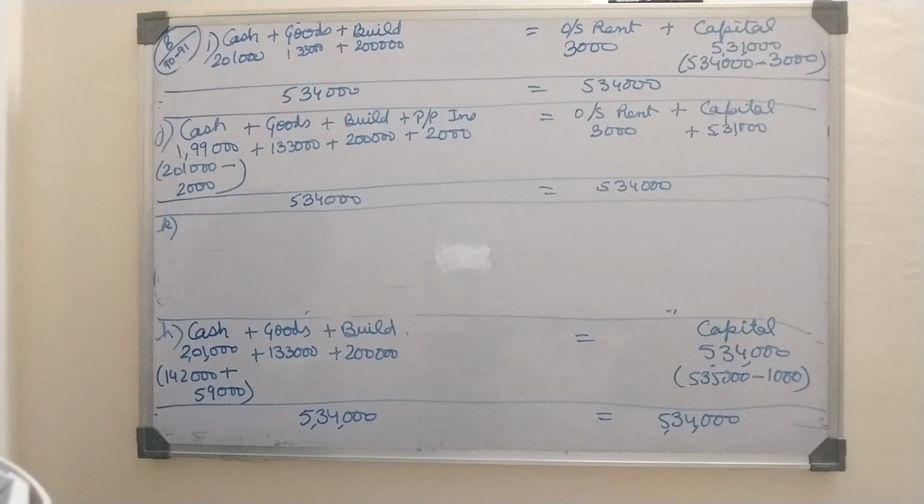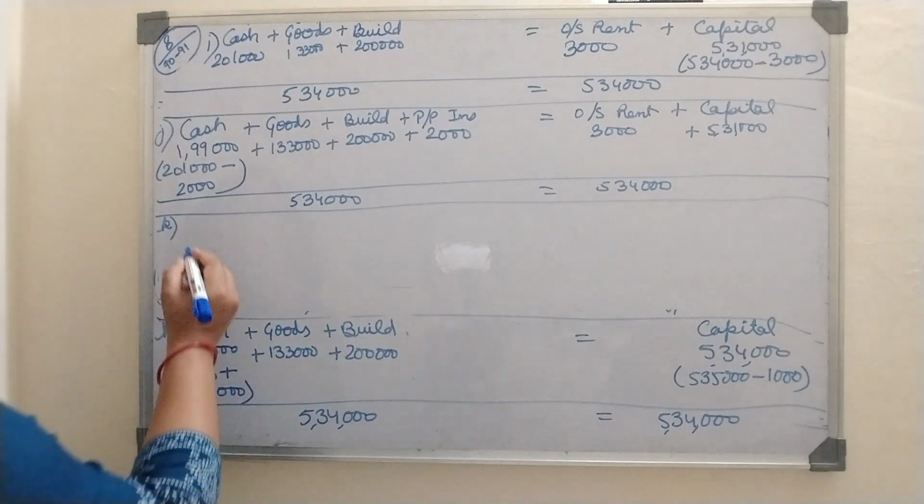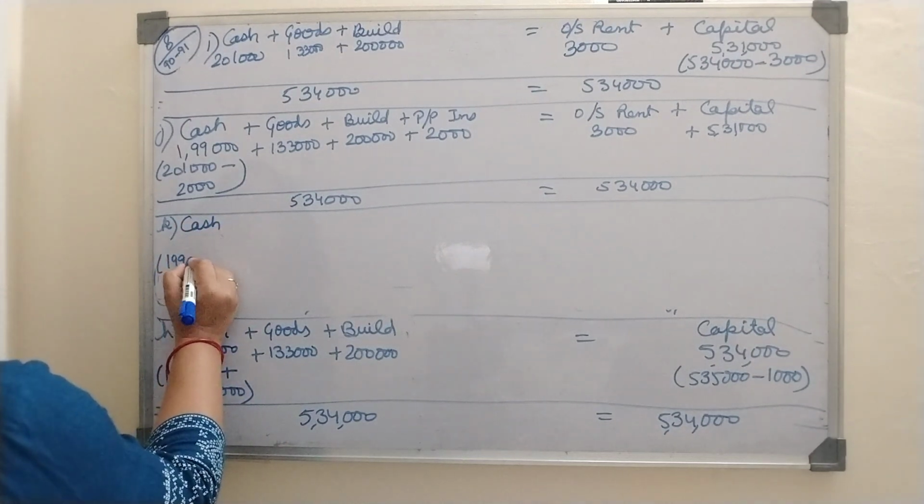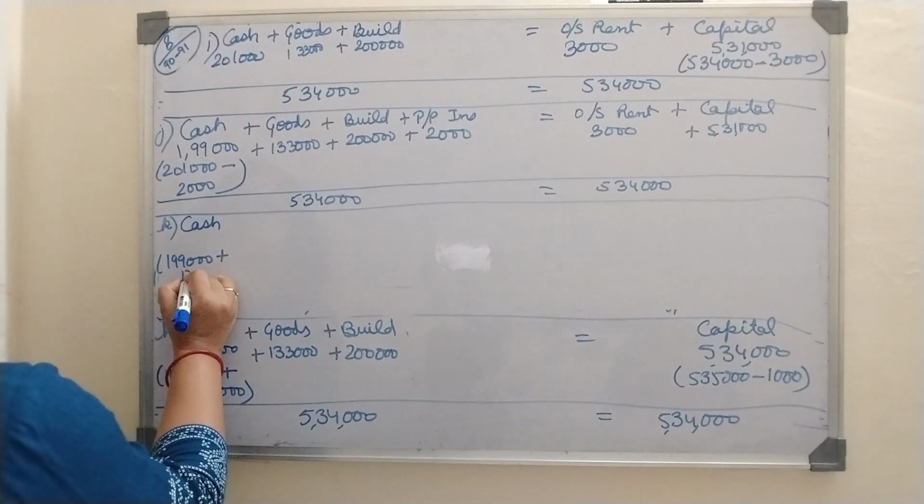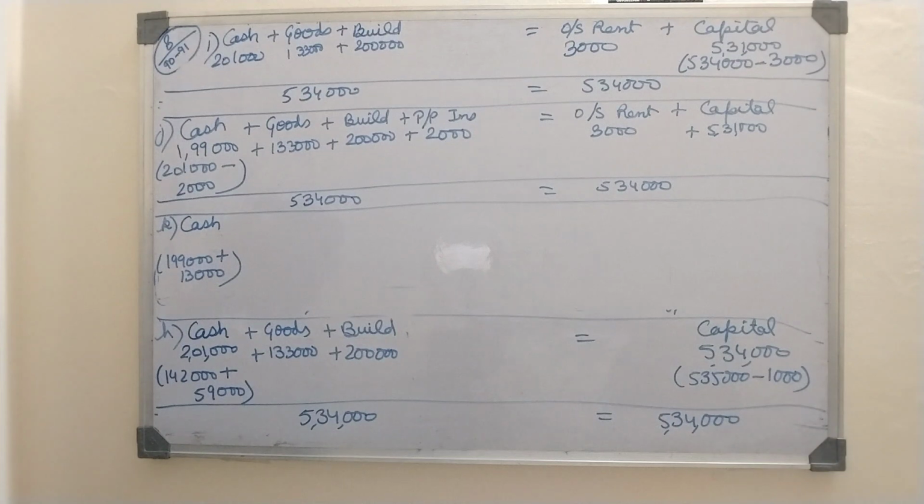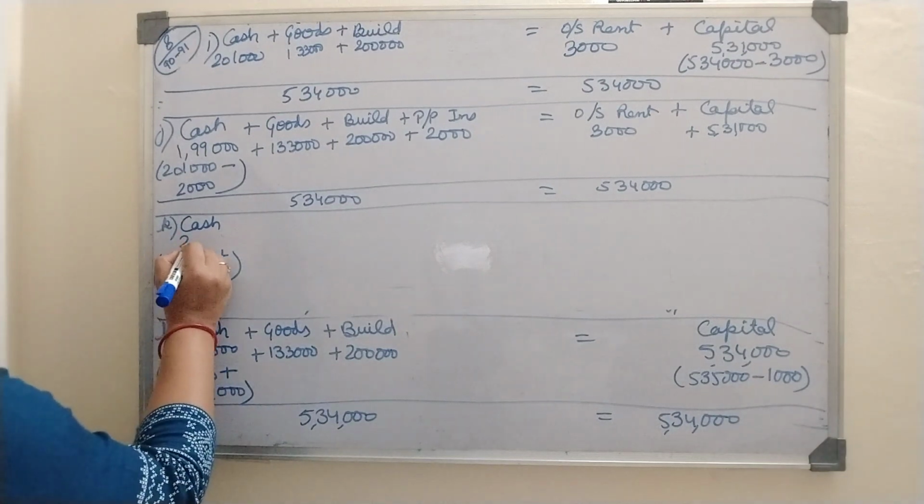So commission received by him 13,000 means it will be added in cash and capital. Cash: 1,99,000 plus 13,000. So 1,99,000 plus 13,000 gives us 2,12,000.